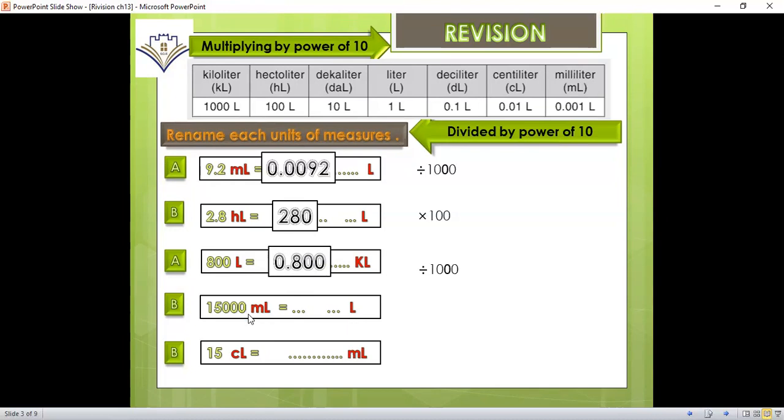0.800 kiloliter. 15,000 milliliter equals dots liter. What is 15? Yes, milliliter. To liter here. Then divided 10 and divided 10 and divided 10, then divided by 1,000. Then the point will move 3 decimal places to the left. 1, 2, 3. Then the answer is 15. 15 centiliter equals dots milliliter. Centiliter to milliliter, multiply by 10. Then 150.